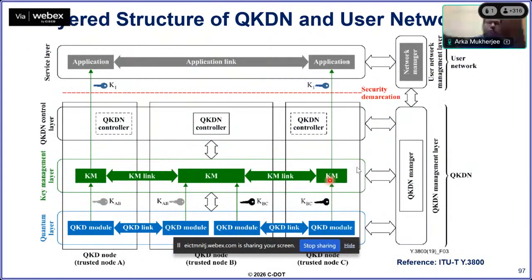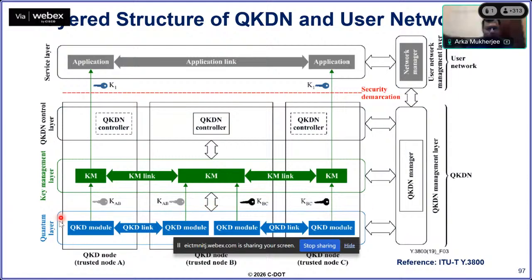ITU-T came up with the Y.3800 series of standards, and in that standard they have mentioned some layers of QKD network implementation. The basic physical layer is the quantum layer. In that layer we have the Alice and Bob nodes. They are connected using the QKD link, that is the quantum channel plus classical channel. Here is an example of a 3 node quantum system. Node A can be Alice, node B can be Bob plus Alice, and node C is again Bob. So that's how these links are connected.